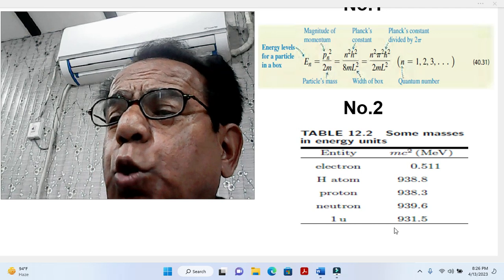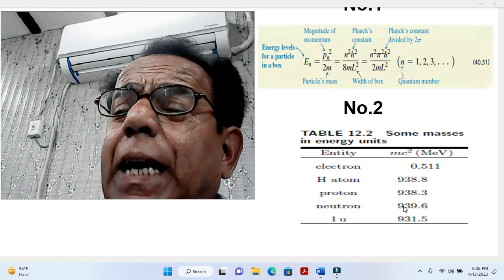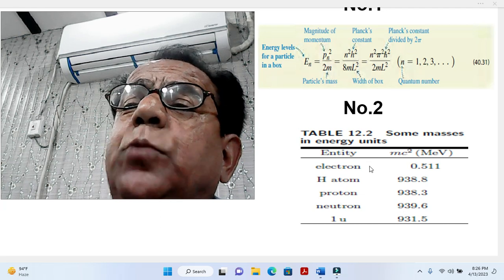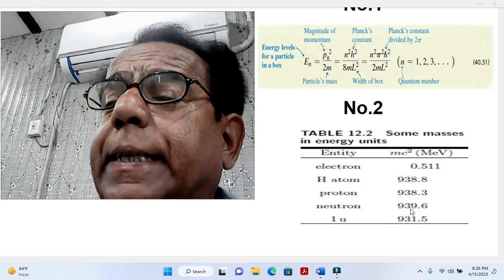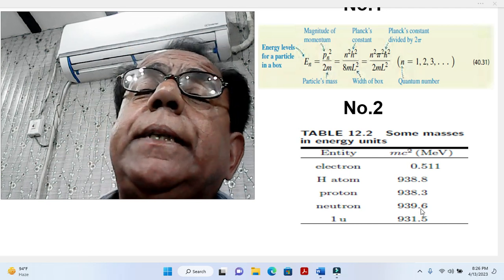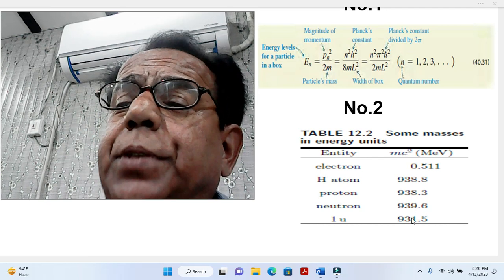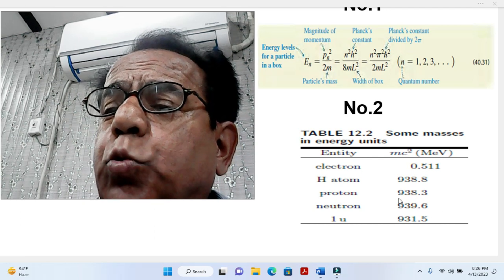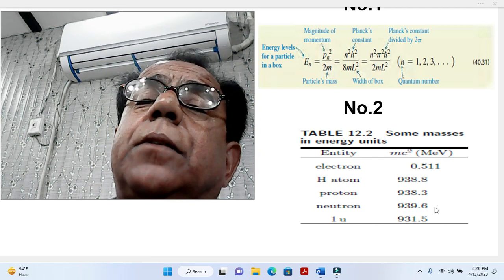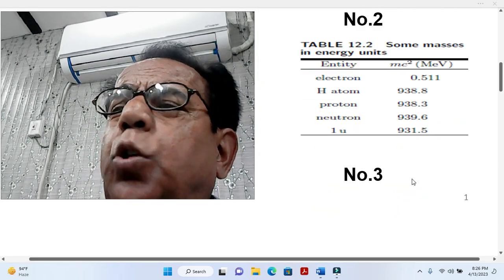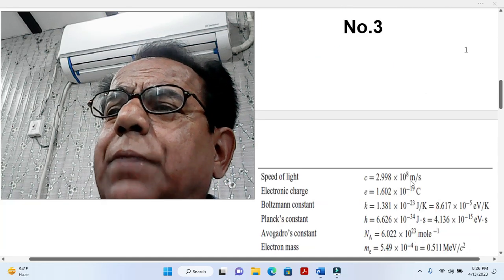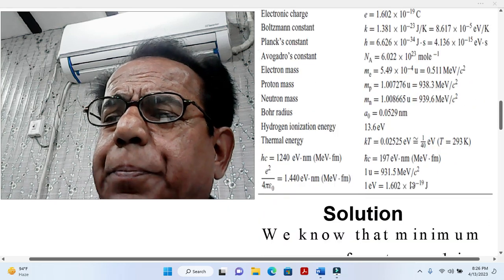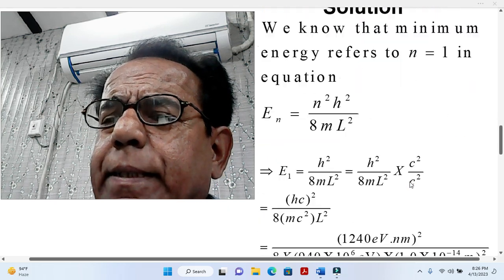So in our toolkit, the table contains this value as 939.6, but in the statement of this problem this value has been rounded into 940 million electron volt. So there is no difference. I have just clarified this situation.